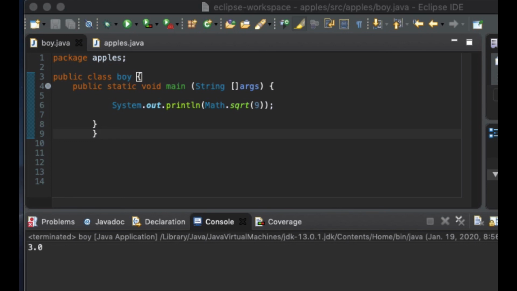And those are the math class methods in Java programming.